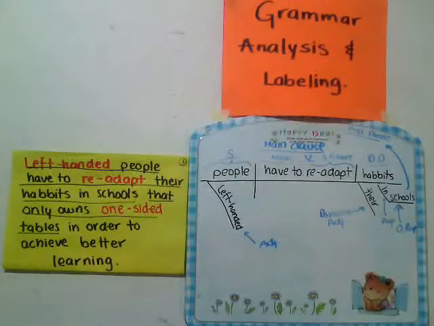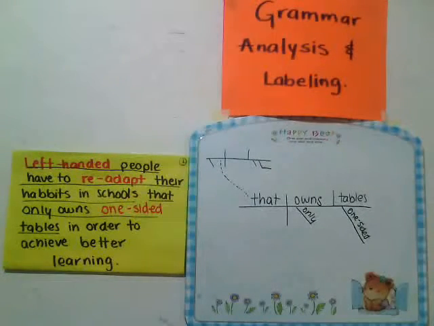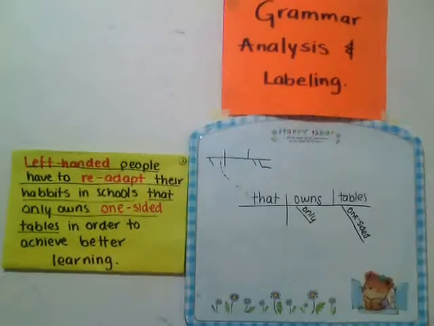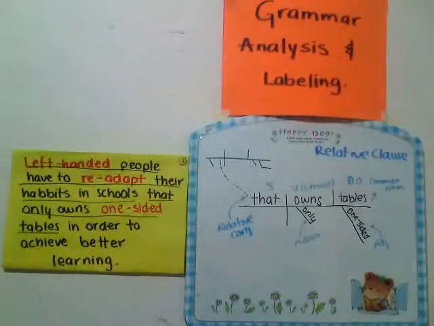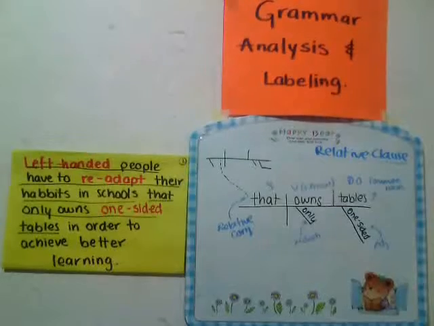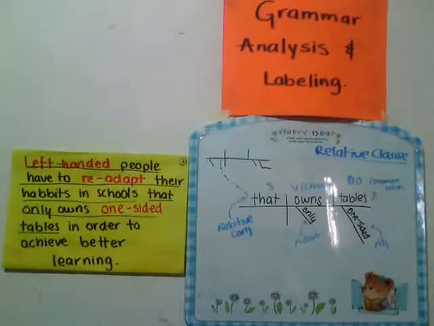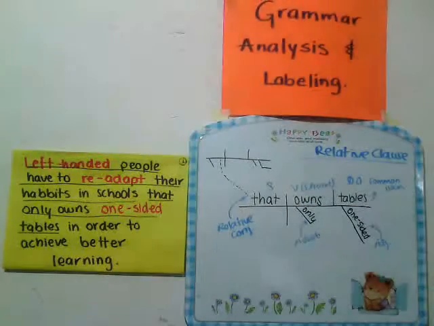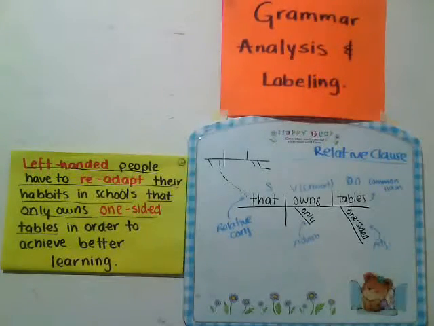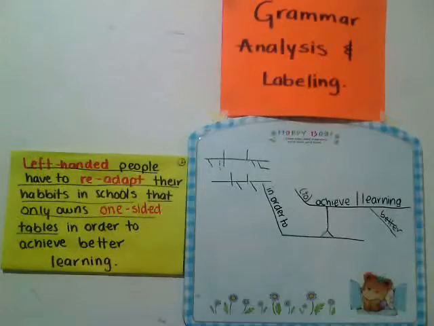Then we have to put under the subject the next part: that only owns one-side tables. This is a relative clause because it begins with a relative pronoun. Owns is the verb and it is in simple present. Under owns we have to put only, that is the adverb. Then we have the direct object, that is tables, and it is a common noun. And one-side we have to put under tables because it's an adjective.